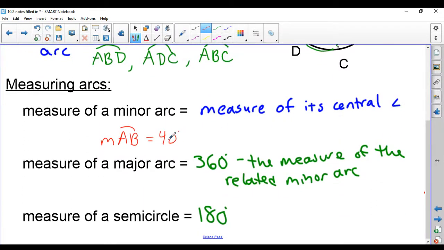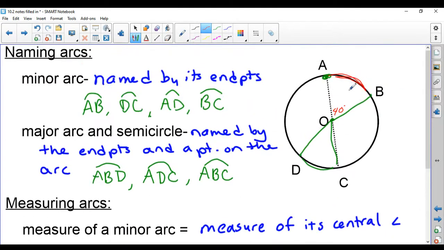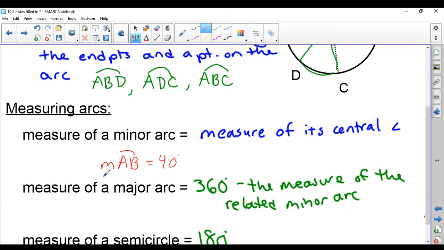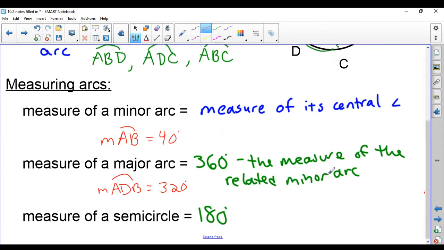If the minor arc has a measure equal to the central angle, the major arc is the rest of the circle. So it's going to be 360 degrees minus the measure of the related minor arc. So minor arc AB is 40. So major arc ADB would be 360 minus 40, which is 320. Every semicircle has a measure of 180 degrees because it is half of the circle.